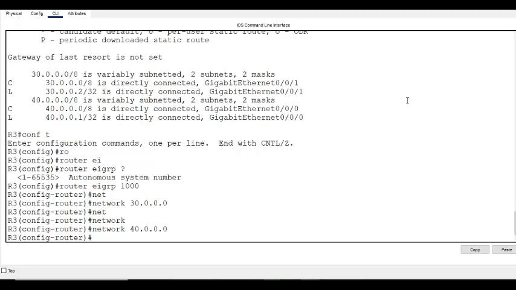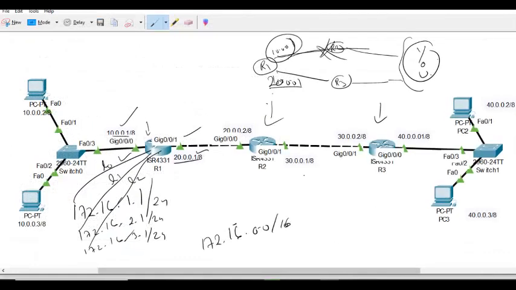As soon as I say that, what happens? EIGRP uses a multicast address. What is the multicast address RIP version 2 uses? 224.0.0.9. EIGRP uses the next number, 224.0.0.10. So it starts sending a hello packet on these two interfaces, the 40 and 30 network interfaces, using 224.0.0.10. Using this address, it starts sending hello packets.